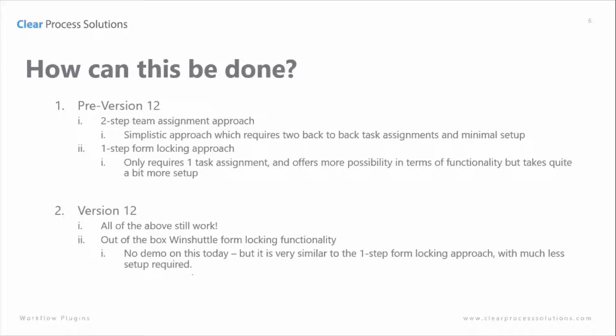And in version 12, you could still use any of the above solutions from the pre-version 12, but version 12 now does have out-of-the-box form locking functionality. So the 1-step approach that I just explained is a custom implementation that we created, which is using a little bit over 100 lines of custom JavaScript. Whereas in version 12, there's an out-of-the-box functionality which doesn't require any JavaScript, and it's very simple to set up. I went through it and set it up myself before this, although I don't have a demo of that, unfortunately. It took very minimal time. So if you have version 12, you can get the best of both worlds: minimal time to set up, but also a little bit more robust functionality in the form locking.